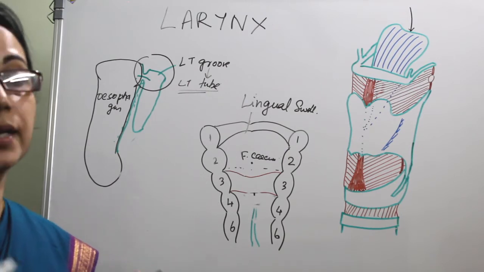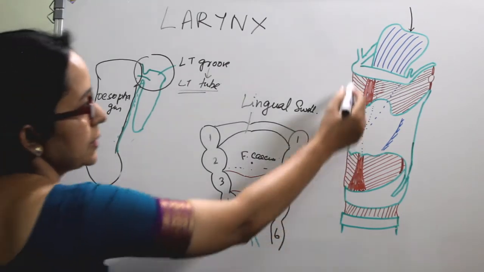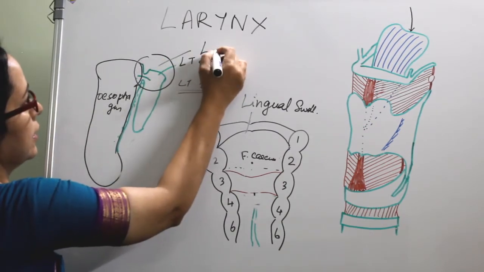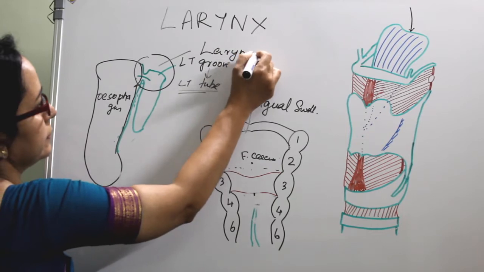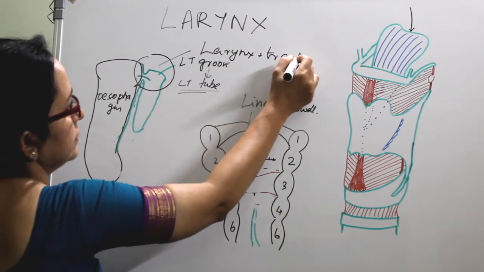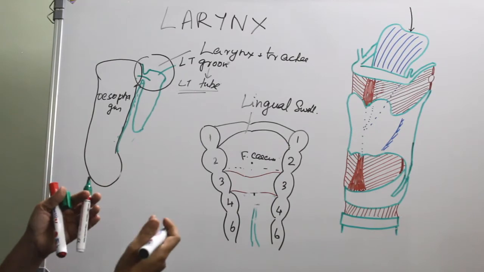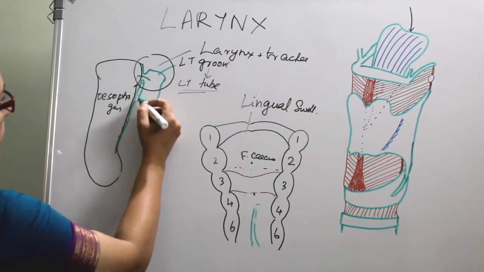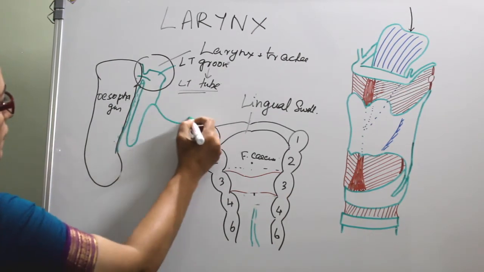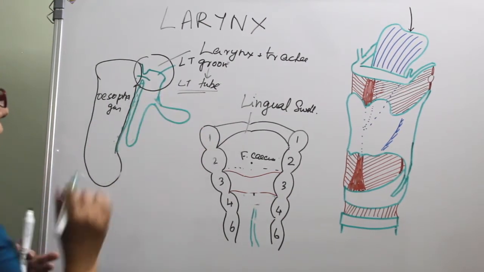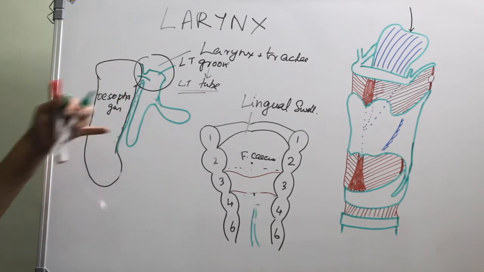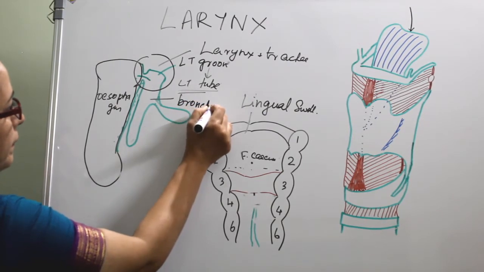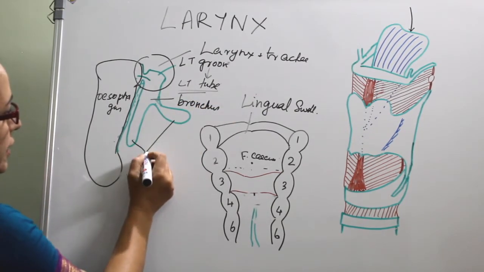That becomes the larynx and trachea, this area. So from that comes the larynx and trachea, and the lower part or the caudal part again separates into two tubes. So that becomes the bronchus and also the future lung buds. This becomes the right and left lung buds.